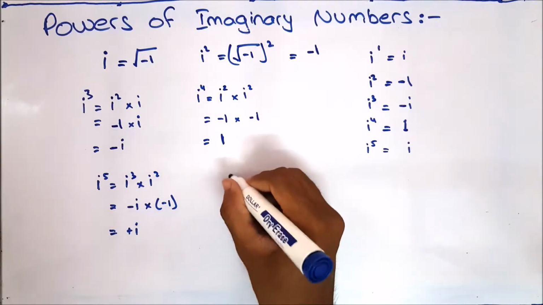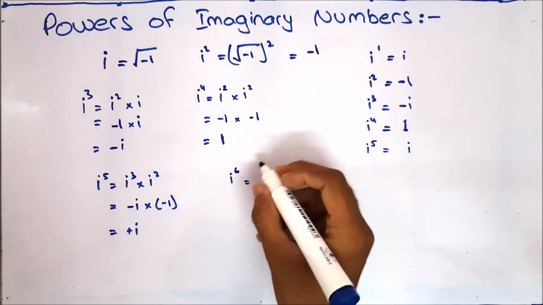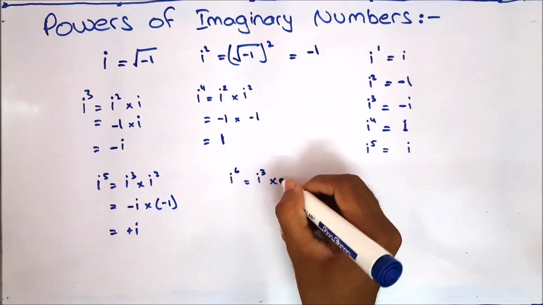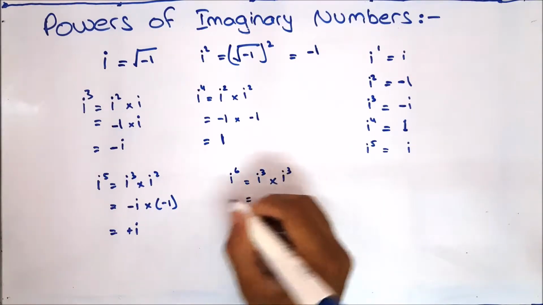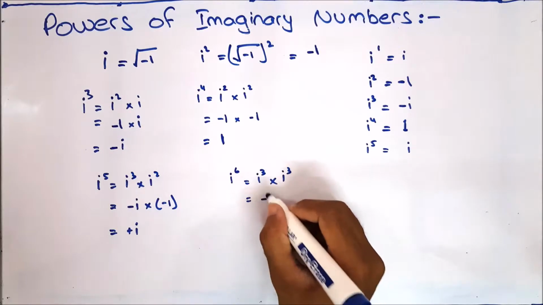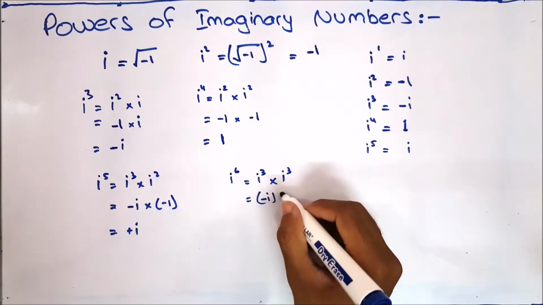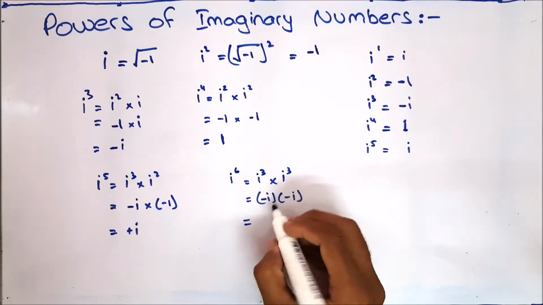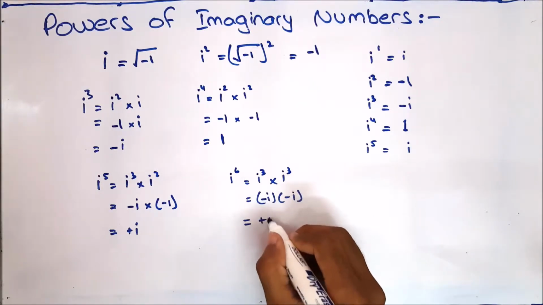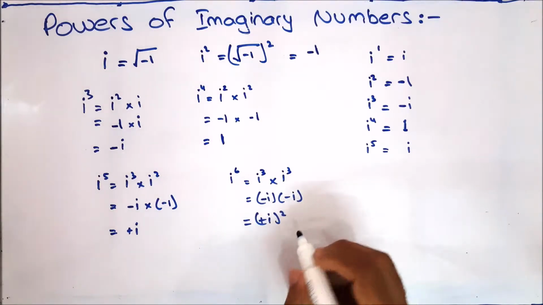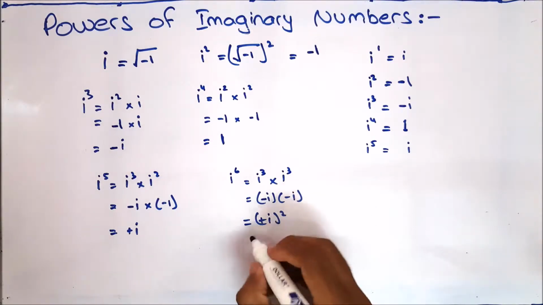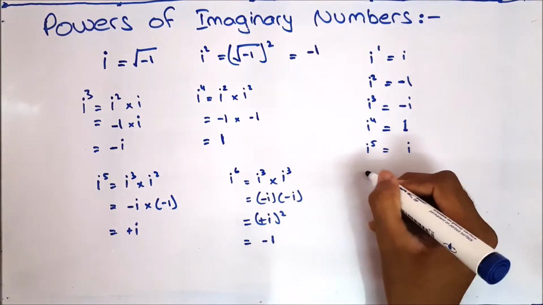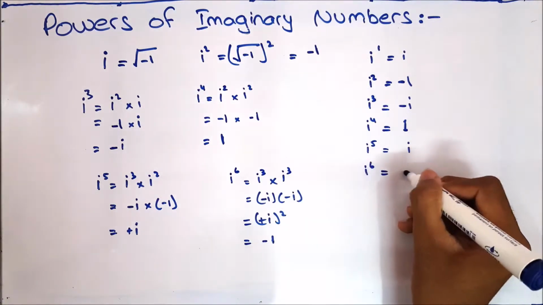What if it's i raised to the power 6? We can simply multiply i cubed times i cubed, and we will get minus i times minus i. This becomes a positive i squared. And what is i squared? i squared is negative 1. We see that over here, negative 1. So i to the power 6 is minus 1.